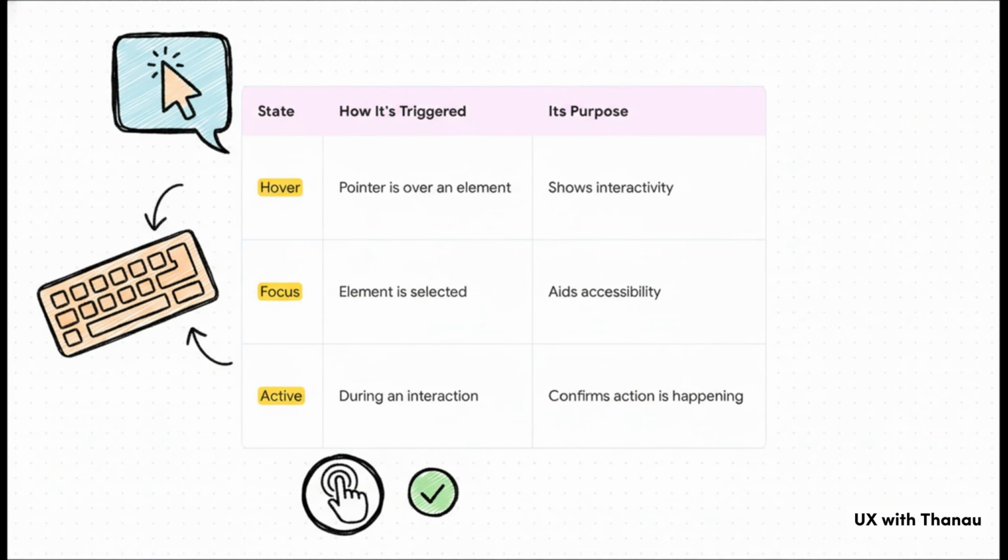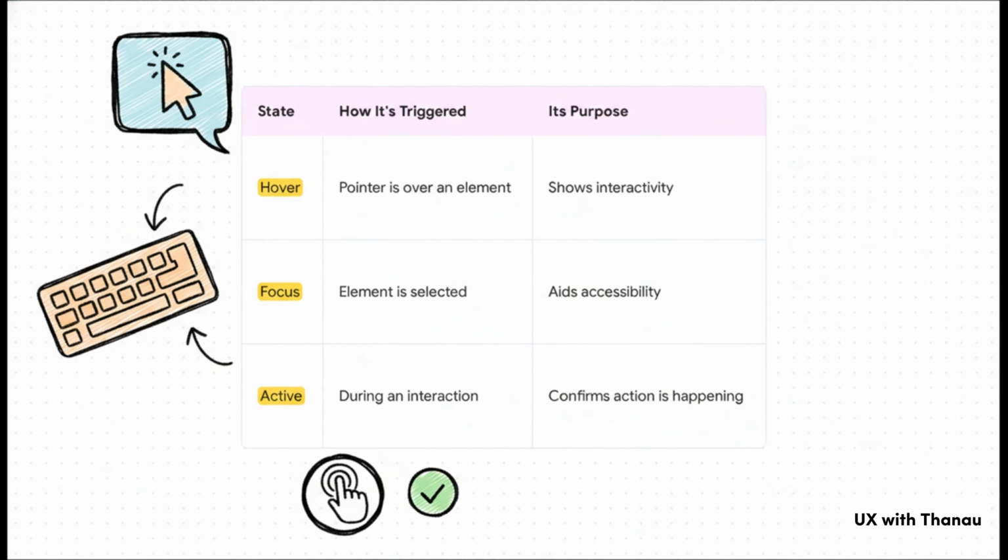And one of the most basic ways we get this feedback is through something called interface states. Think about it. When you move your mouse over a button and it lights up, that's the hover state. It's just whispering, hey, you can click me. Then when you use your keyboard to tab to a link and a box appears around it, that's the focus state. Super important for accessibility.